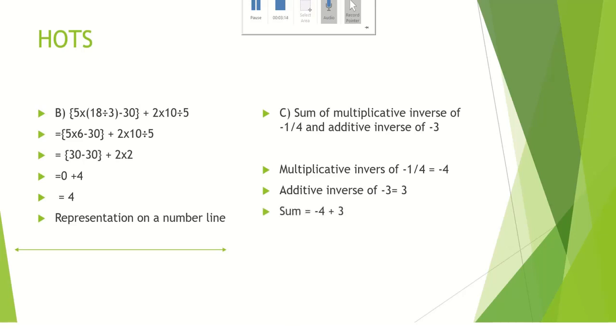And here it's given sum. Sum equals minus 4 plus 3. Having different signs, always subtract. The answer is minus 1. Represent this on a number line as well.